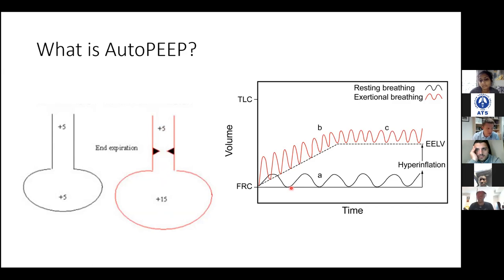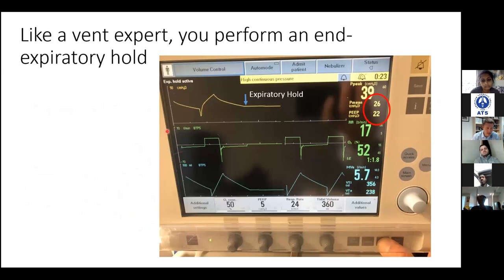Now, if we were to stop flow at the end of expiration right here, then, in a normal lung, what we would measure is that the pressure in the lungs would be the same as our PEEP pressure, because all the pressure had equilibrated. But if we measure the pressure here at the end of expiration, the pressure is still going to be higher than the PEEP pressure because this inward recoil of the lungs is still pushing air out and the pressure here is still higher than the PEEP pressure. In that situation, we call that auto-PEEP.